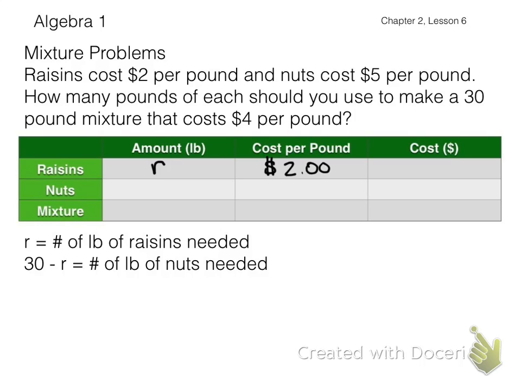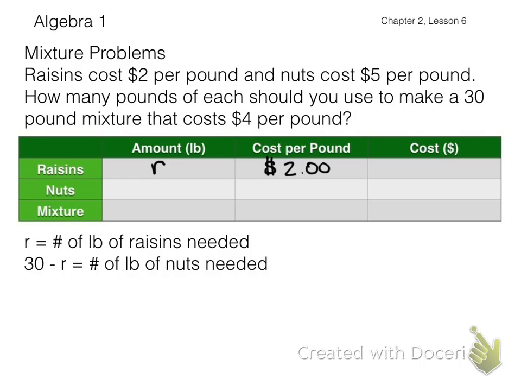What I'm going to do is make R the number of pounds of raisins I need to make my total mixture. All right. So the thing is that there's only two things in my mixture. I only have raisins and I only have nuts. The amount of raisins I use is going to affect the amount of nuts I use, because I still want to make 30 pounds. So some of that weight has to be taken up by the raisins, and the other weight that isn't the raisins has to be taken up by the nuts.